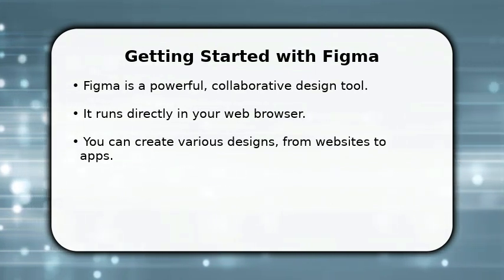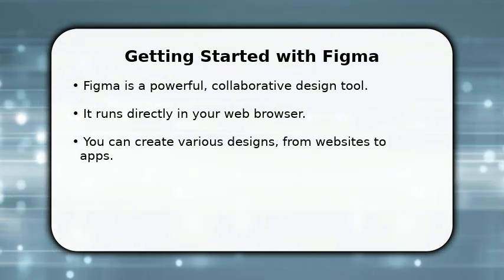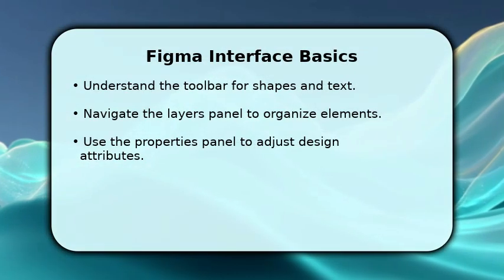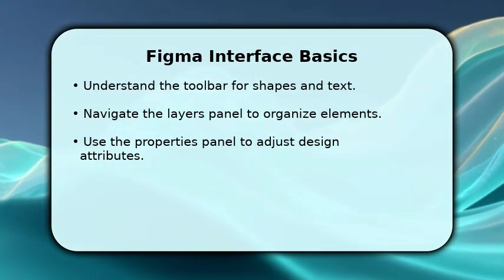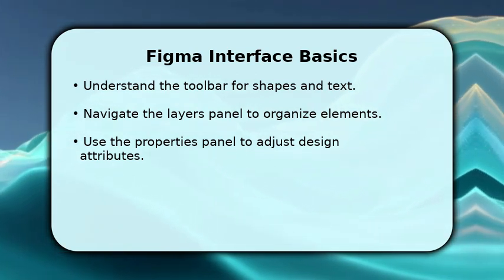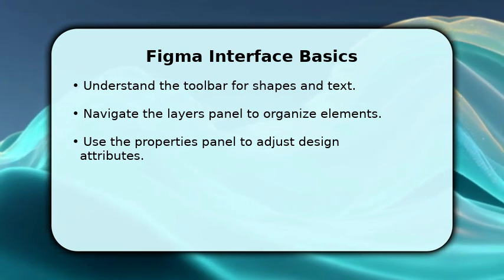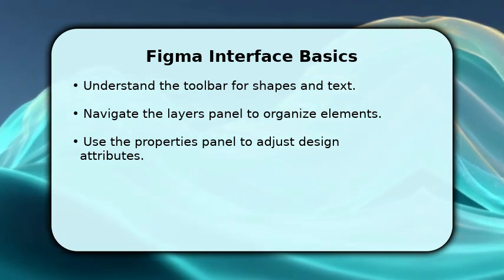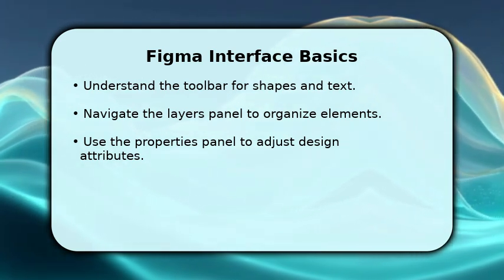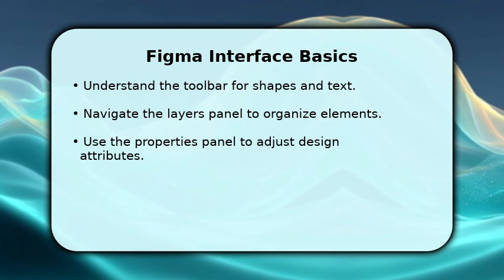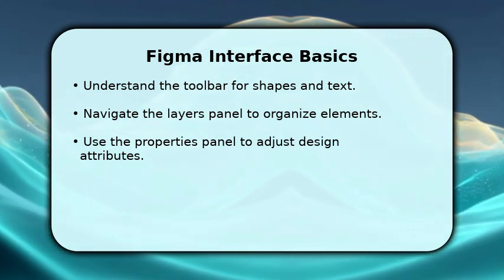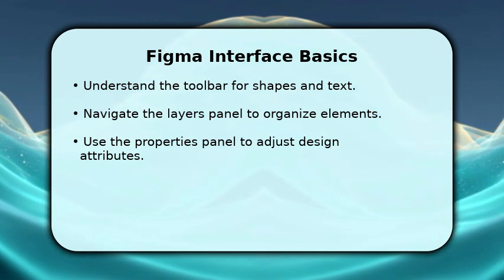We'll begin by creating a new design file to explore the basic interface and tools available to you. Let's get familiar with the Figma interface. On the left, you'll find the Layers panel, which helps you manage all your design elements. The top toolbar provides essential tools for drawing shapes, adding text, and selecting objects. On the right, the Properties panel allows you to customize colors, fonts, and other attributes of your selected items. It's quite intuitive once you start exploring.